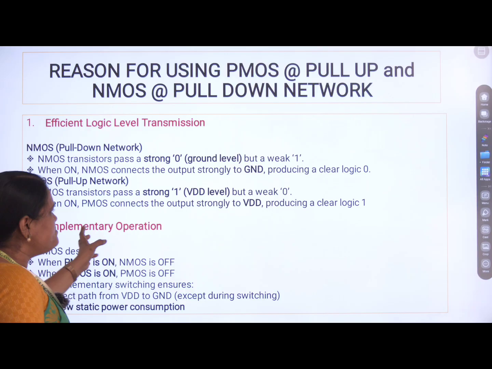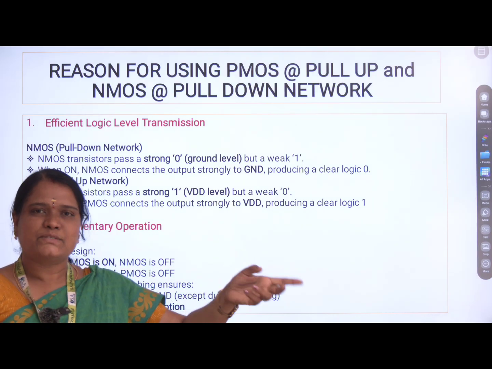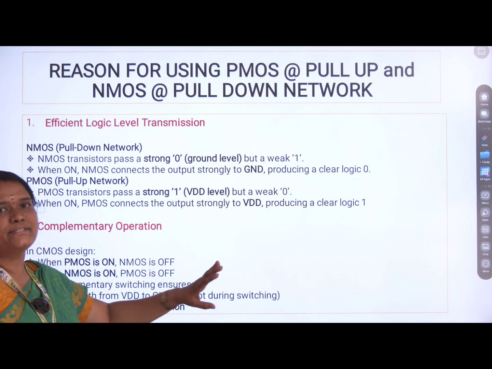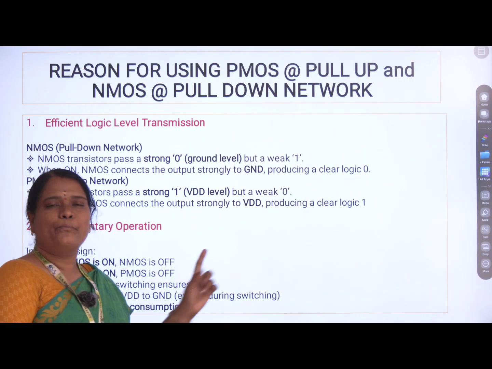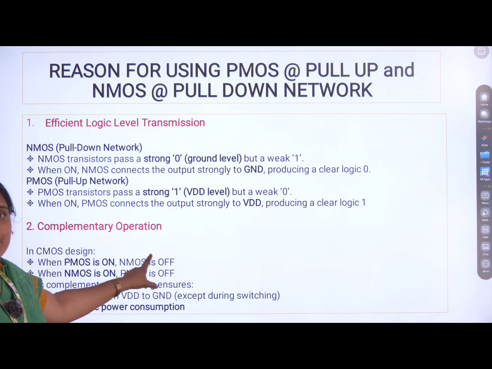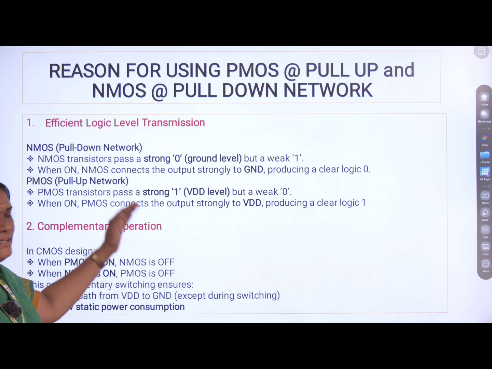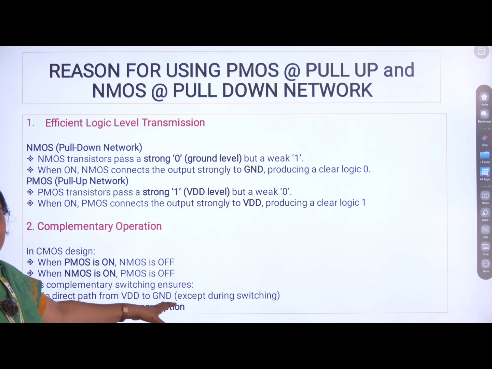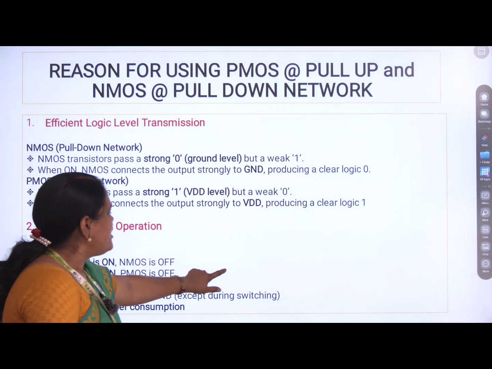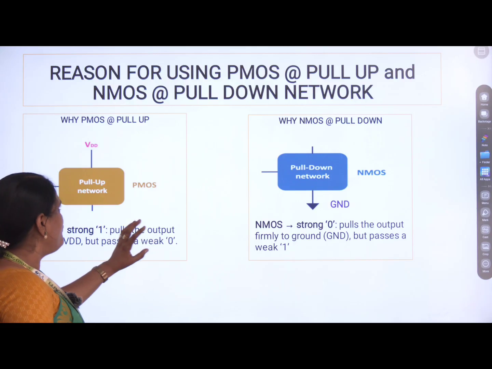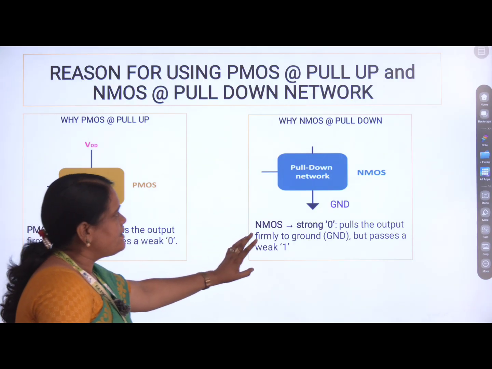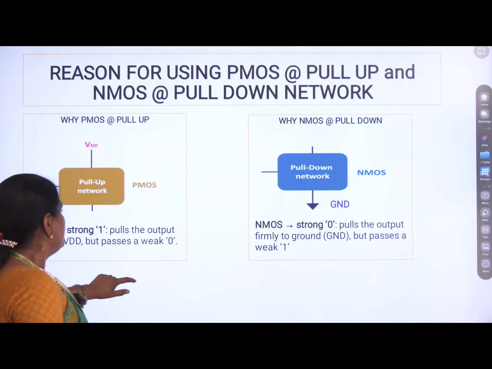So by this concept we can get strong 0 as well as strong 1 transformation using PMOS as well as NMOS. Second thing, the complementary operation of PMOS and NMOS ensures there is no direct path between VDD to ground. However, it reduces switching delay as well as it reduces direct path, in the sense it reduces static power. Yes, so this is the reason for using PMOS at pull-up and NMOS at pull-down.